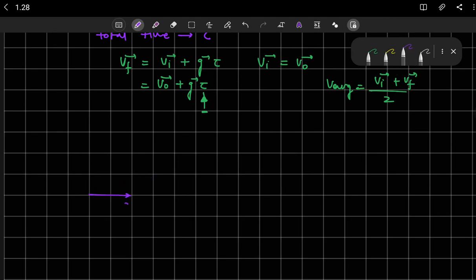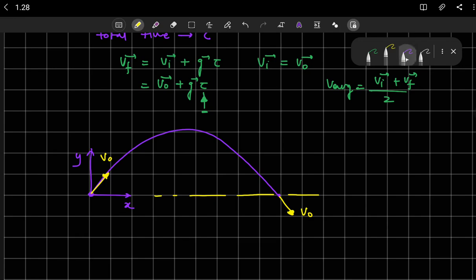So let us say this is the x-axis and this is the y-axis, and the particle or the body is starting from this particular point and it is moving in a parabolic path. If we analyze carefully, the initial velocity magnitude and the final velocity magnitude will be the same, that is equal to v0, from the energy conservation principle. But we can clearly see that both the directions are different.